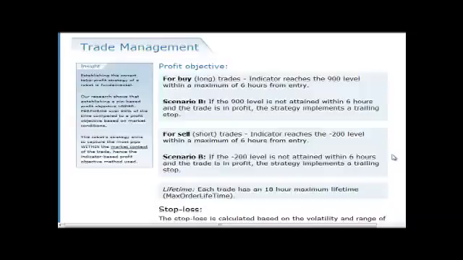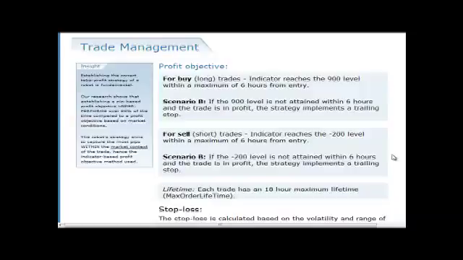The profit objective. For buy, long trades, the indicator reaches the 900 level within a maximum of 6 hours from entry. We've tested quite a lot of variations for both the 900 level parameter and the time, the 6 hours that you see here. And obviously, because this is how the robot is trading now, this is what we found was the best. We started being a little more liberal at the beginning.